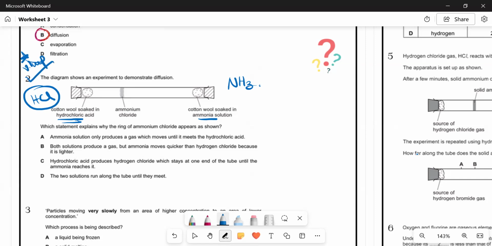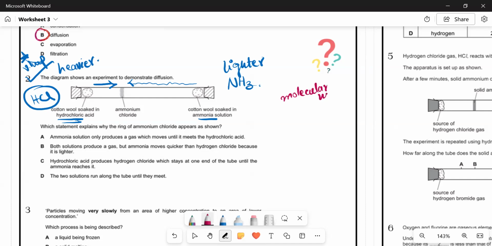Why is this product forming near hydrochloric acid? It has a very simple explanation. Because hydrochloric acid particles move slowly and ammonia particles move faster, they travel this much distance in the given time, and hydrochloric acid covers less distance in the same time. This is because ammonia particles are lighter in mass and HCl particles are heavier in mass. Now, how do we know? We know it by calculating their molecular mass.